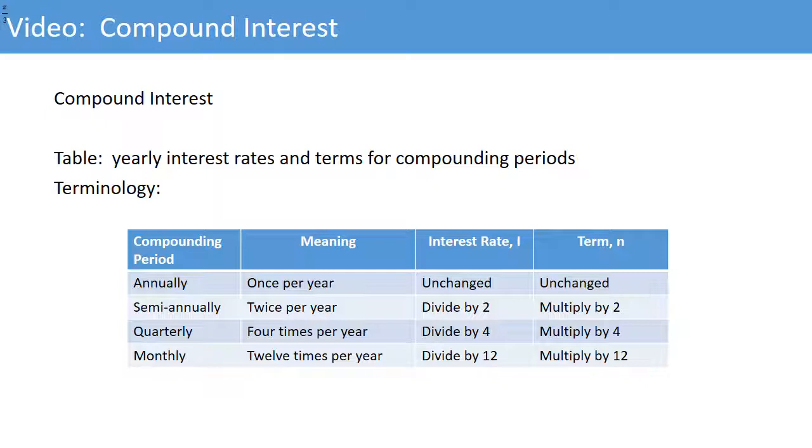Monthly means 12 times per year. For the interest rate here, we would have to divide by 12. For the number of compounding periods, we multiply n by 12. We'll look at this as we do the questions in this section.